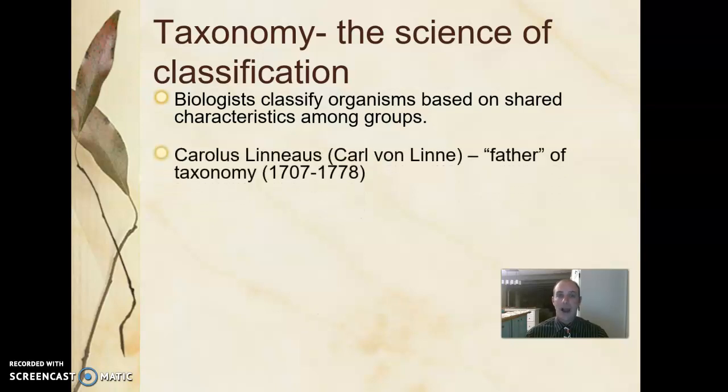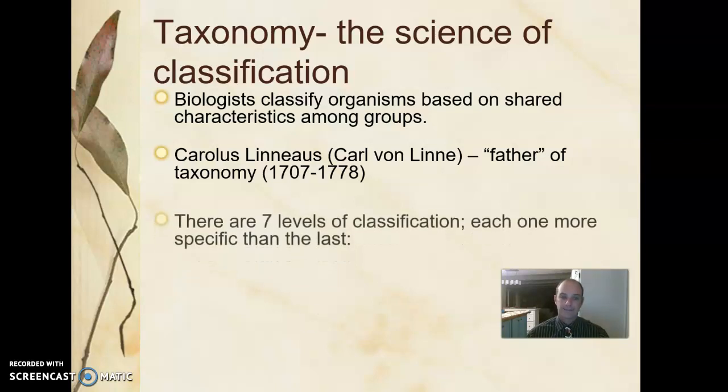Carolus Linnaeus was a man whose name is Carl von Linné, which is what he actually went by. In some other textbooks you'll see that. He's known as the father of taxonomy, and the dates that he was alive are right there.